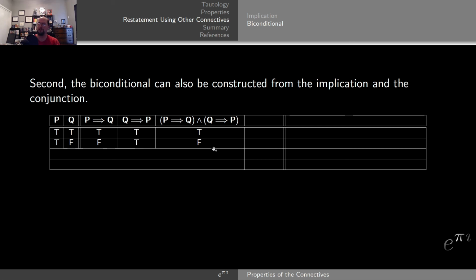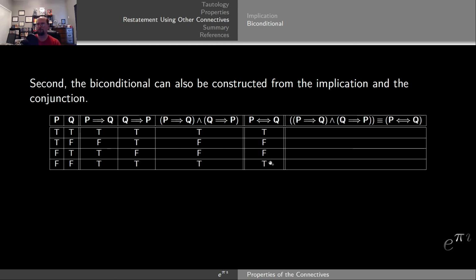Thus, the conjunction of these gives false. False implies true is true, true implies false is false, conjunction of those gives false. And lastly, false implies false is true, false implies false is true, conjunction of these gives true. And I look at this truth table, and it looks starkly like the biconditional's truth table, which is true, false, false, true, as stated before.